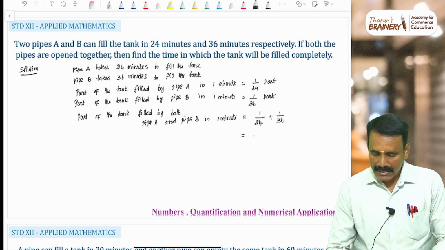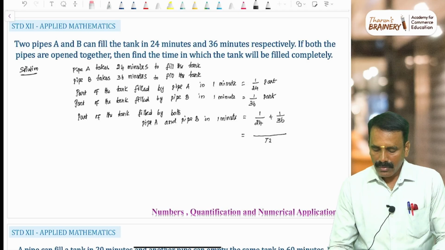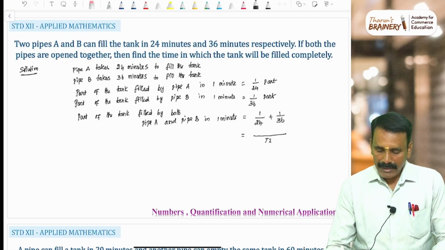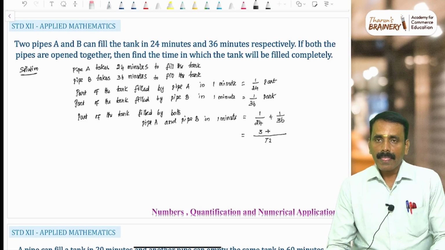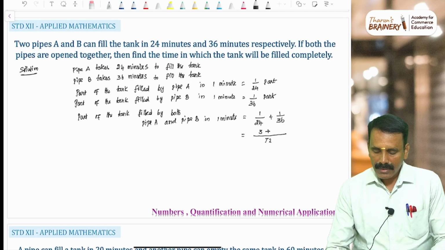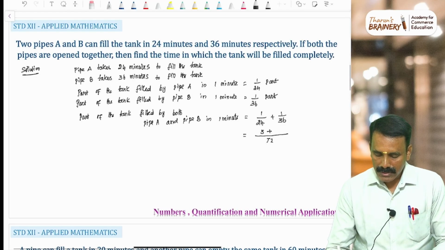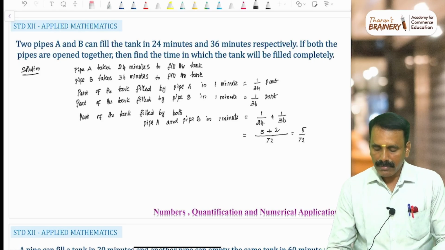So we are going to take LCM for 24 and 36. LCM will be 72. Okay. In 72, 24 will go 3 times. So we multiply both the numerator and denominator by 3. So we get 3 here plus 1 by 36. Okay. In 72, 36 will go 2 times. So this is 2. So when you add, it is 5 by 72.